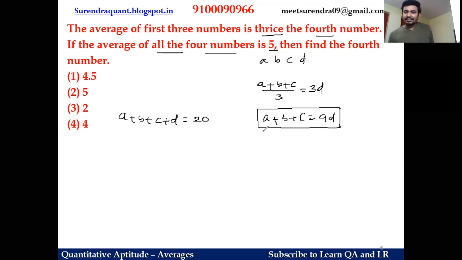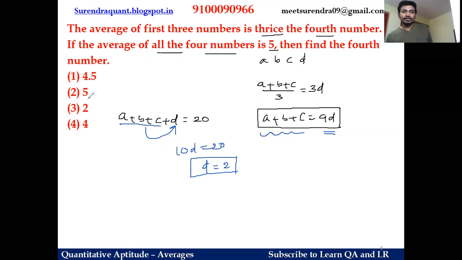Now can I replace A plus B plus C with 9D in this expression? So if A plus B plus C is 9D, 9D plus D is 10D. So if 10D is 20, what is the D value? 2. So simply D is 2. So guys, you can have so many observations, but try to stick to the conceptual approach. That will enhance your thought process, right? So let's go for the next question.